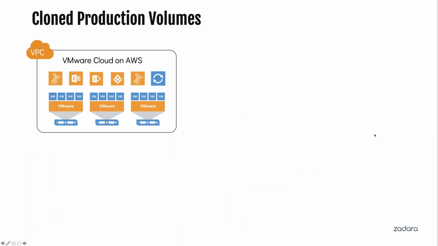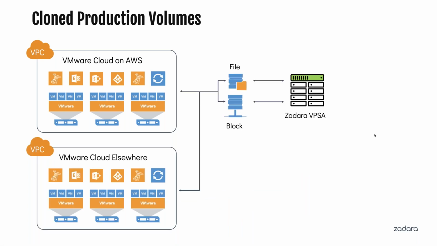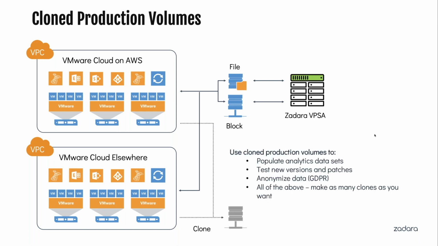I think we said we had a bonus. This is our bonus: cloned production volumes, VMware Cloud in AWS, and then VMware Cloud elsewhere. And of course, cloning is another one of those sophisticated data protection uses. Talk about why somebody would want to clone and how they can take advantage of this.